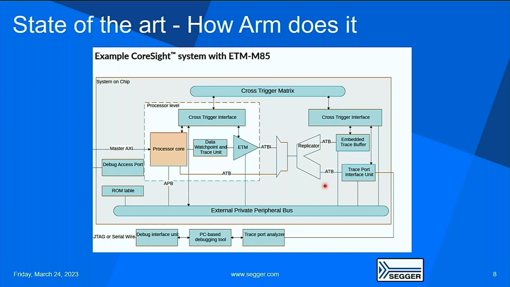One element you don't see here is the funnel I showed in the last slide. The funnel would be used if you have multiple trace encoder sources or even multiple cores. So that funnel would be placed between the bus and the replicator somewhere here. So you could have multiple cores that all stream data and then they are all joined together here.